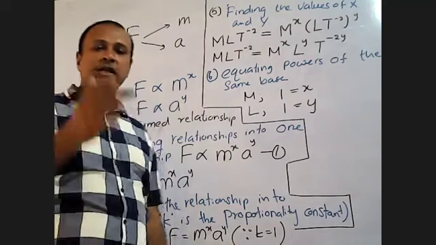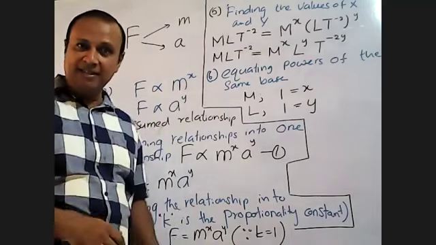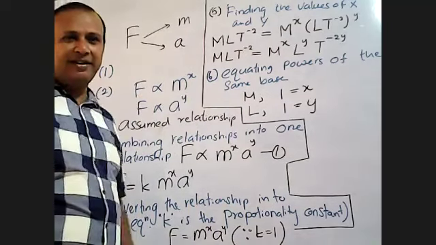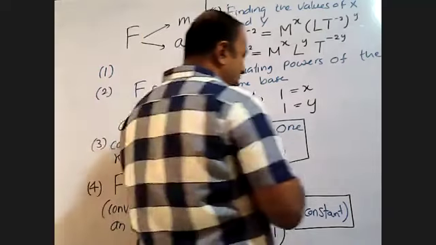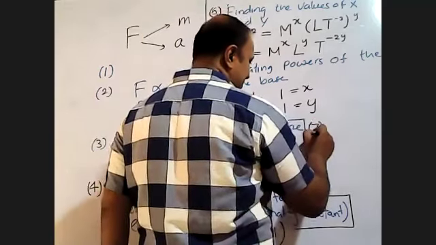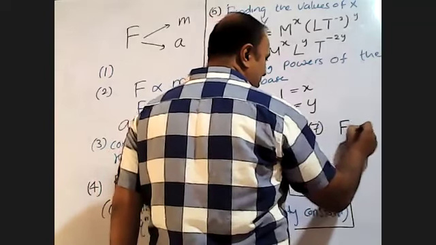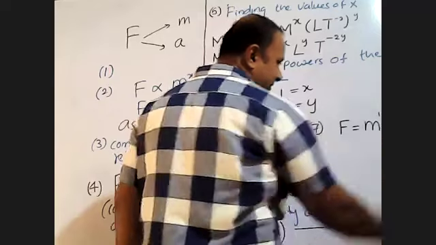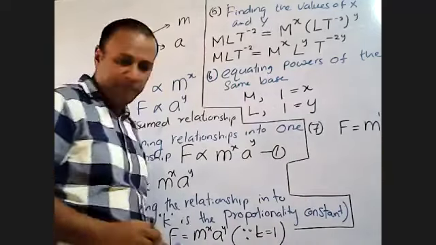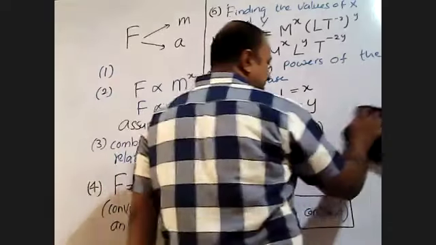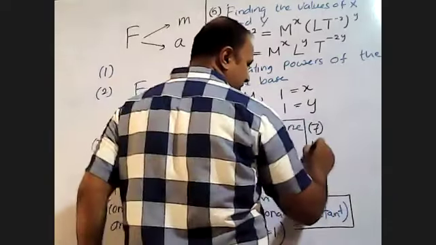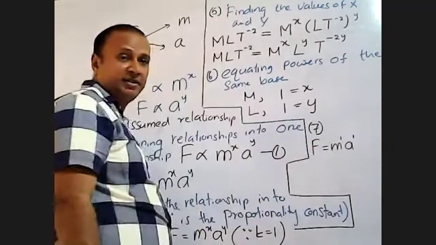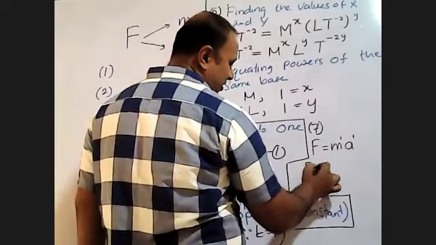Now you have determined all the things. Then you can write the equation. Finally, you can write the equation. Therefore, the answer is F equal to M to the power 1, A to the power 1. That means F equal M A.